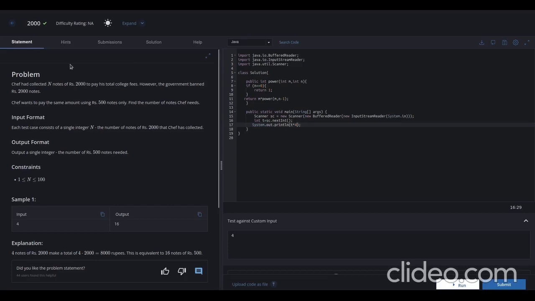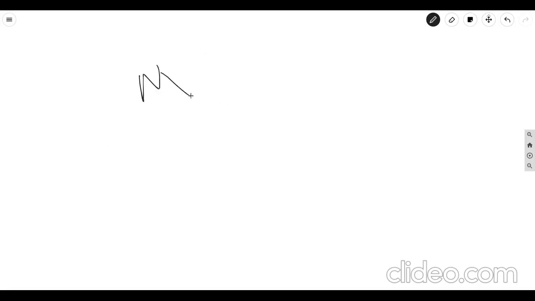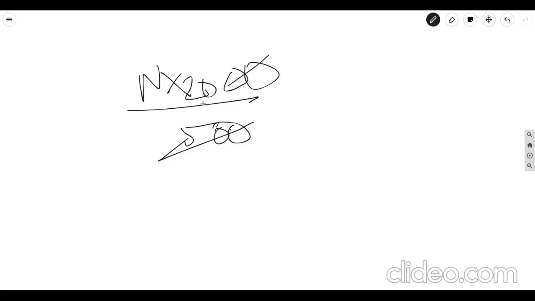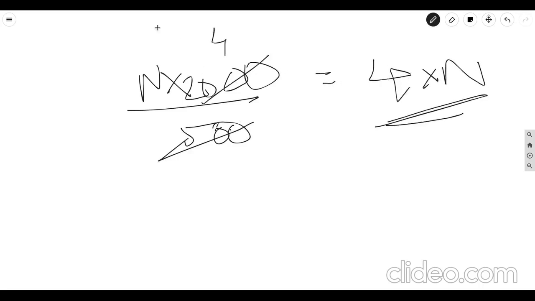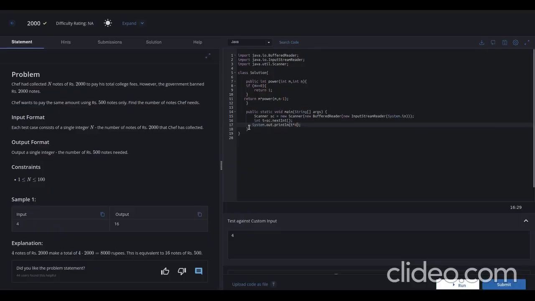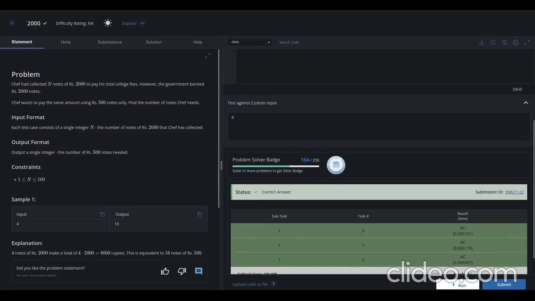The first problem is we have n notes of 2000 and we want to pay the same amount using 500 notes only. So how many notes will be needed? The total amount is n into 2000 and we need to find the number of 500 notes. So returning 4 into n will be our solution. So we can simply return 4 into n and this should do it.